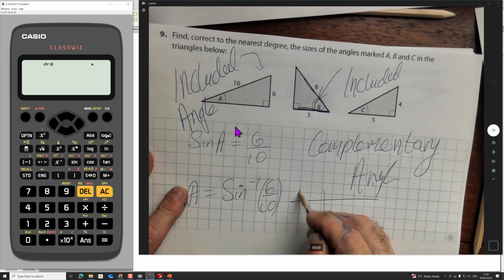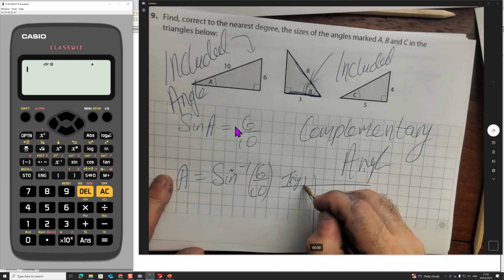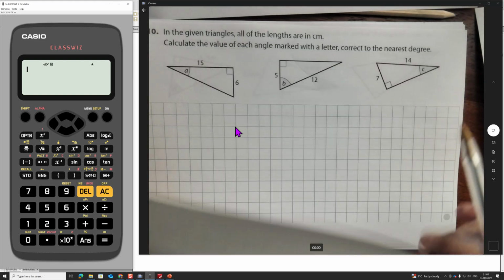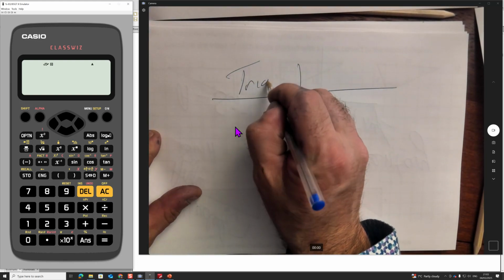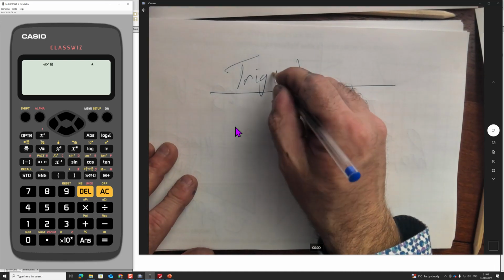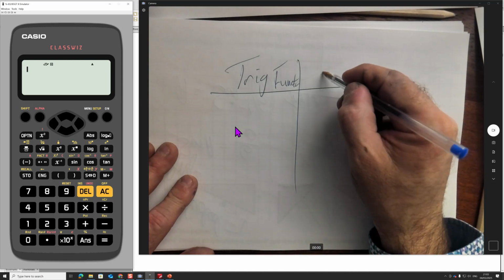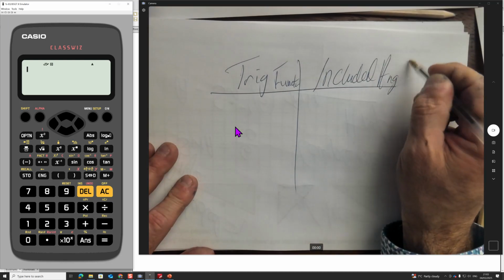Okay, let's go with the trig. Can you see me here? Trig function. Let's make a table. Let's be systematic about this. Let's go bigger. Okay, let's systematically summarize what we know. What's our trig function? Sine, cos, or tan. And what's our included angle called?